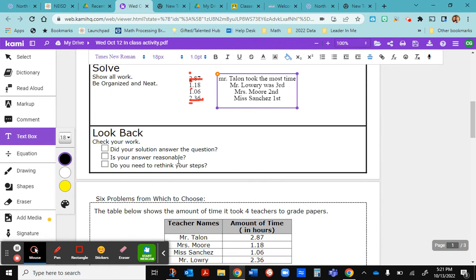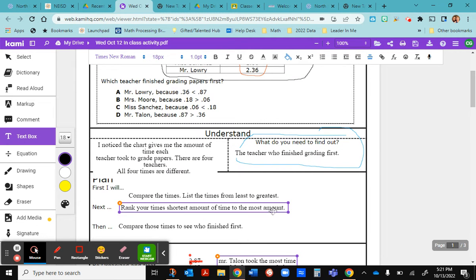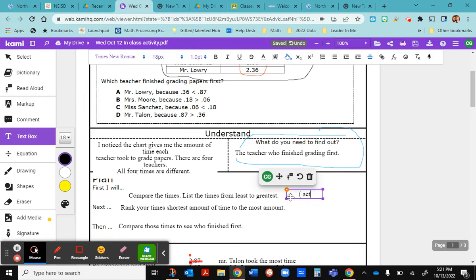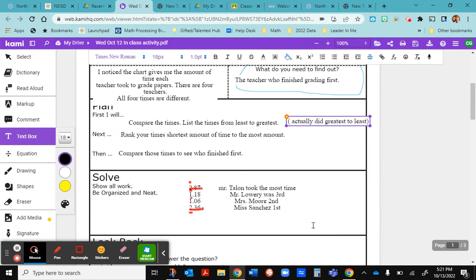So here, did your solution answer the question? Well, it did, but we kind of did the opposite. So I'm going to make a notation over here and put in parentheses, actually did greatest to least. The reason I'm doing it is because I want my brain to know what I did. So if I come across this again, I've now stored that information in my head, and now I know what I'll need to do.